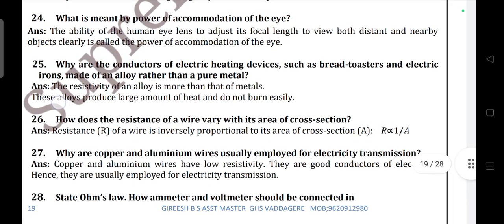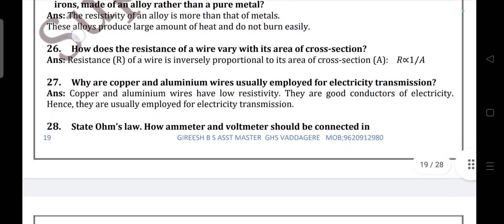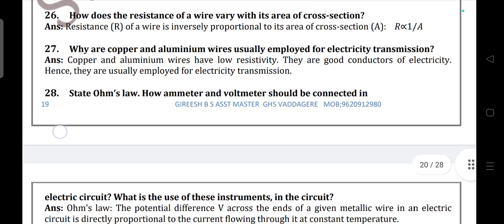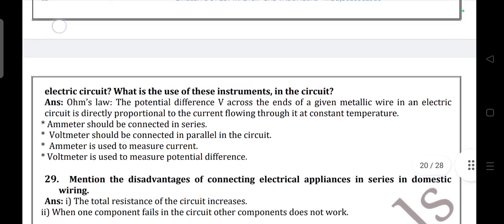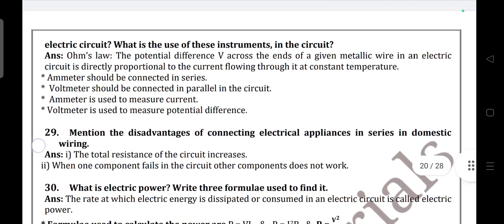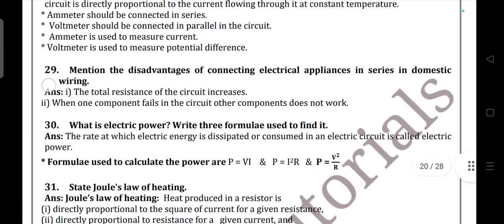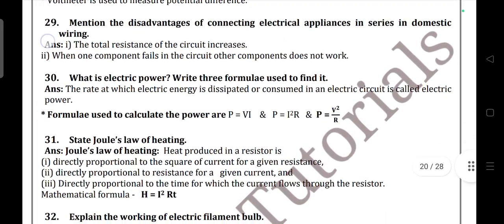So these are all the important questions. I am not reading them because the video will become longer. So if you want, take screenshots. If you read this much, this is enough for your annual exam. You can score 80 out of 80.